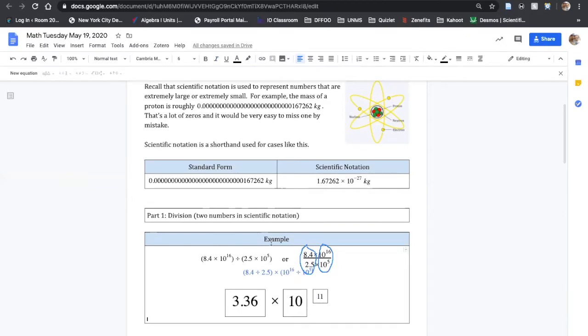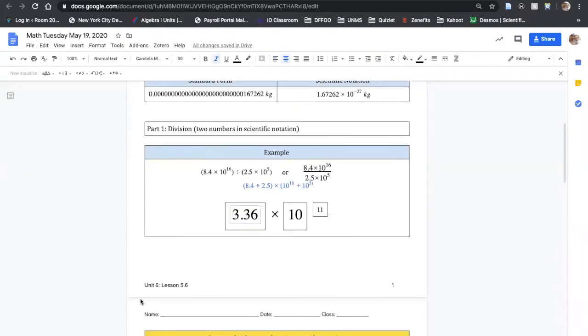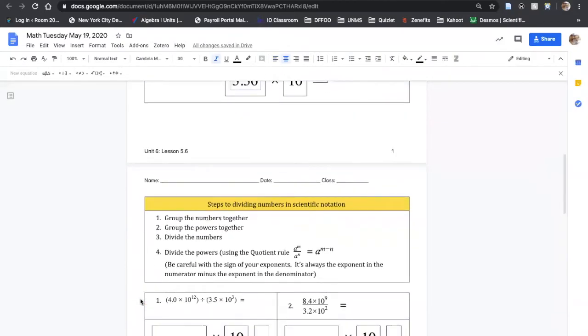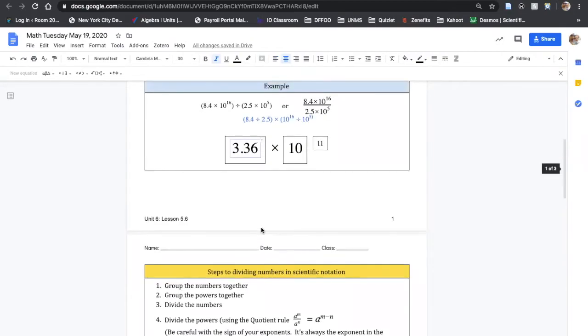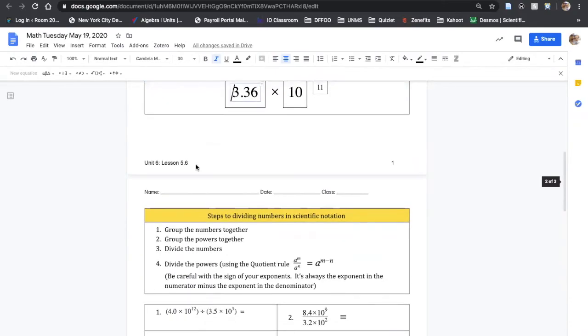Again, you're going to see these questions written both ways, okay? So if you want, pause the video, try to re-watch that section if it looks a little bit confusing. Now, what you're going to actually do for practice is just the same exact thing that we just did here, but I've got some steps here just like yesterday to help you with it. First, you group the numbers together like I did here. So I took the 8.4 and the 2.5, which I'm dividing. I group the powers together, so the 10 to the 16th and the 10 to the 5th. And then lastly, divide the numbers first, then divide the powers using that quotient rule, which again tells us we need to subtract the exponents, all right?